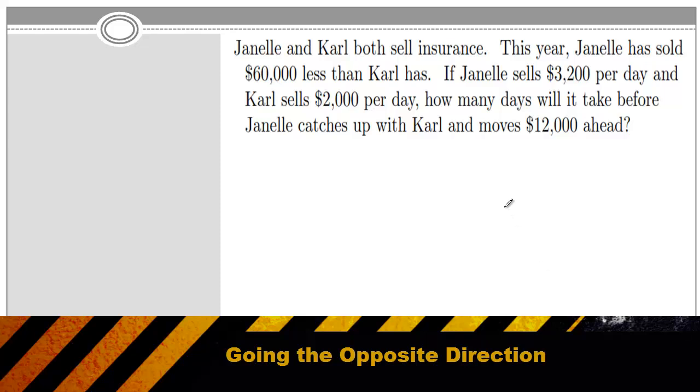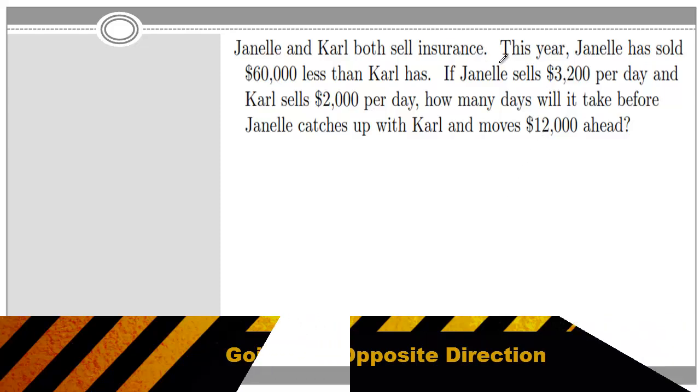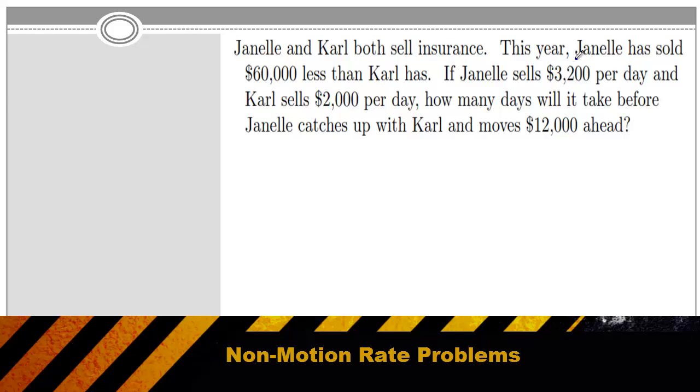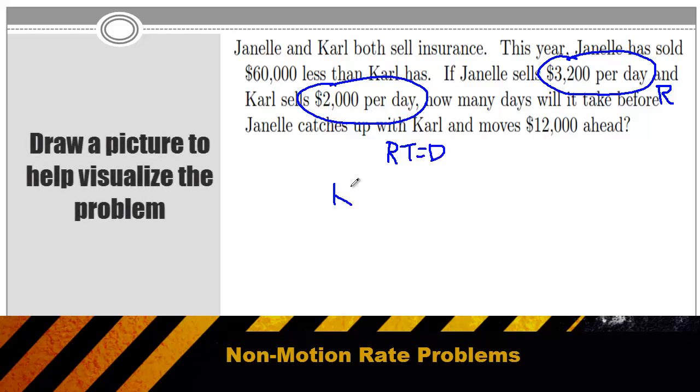Sometimes you can have rate problems that, although they're not exactly motion problems with rate and time and distance, it's still helpful to visualize them as if they were a motion problem. In this case, for example, we have two salesmen. We've got Janelle, who's selling at $3,200 per day. That's her rate. And Carl, he's selling at $2,000 per day. So if we were to use the equation that rate times time is equal to distance, Carl's distance would be 2,000 times his time. And Janelle would be equal to 3,200 times her time.